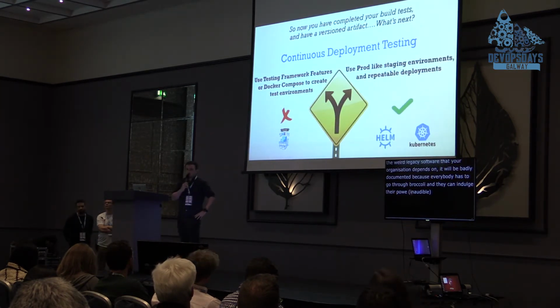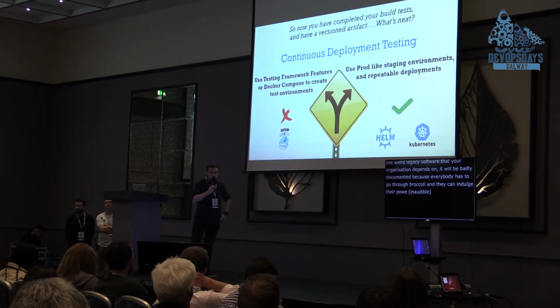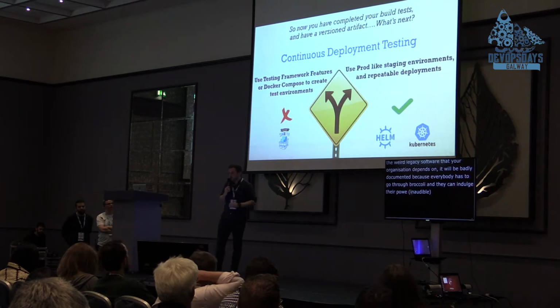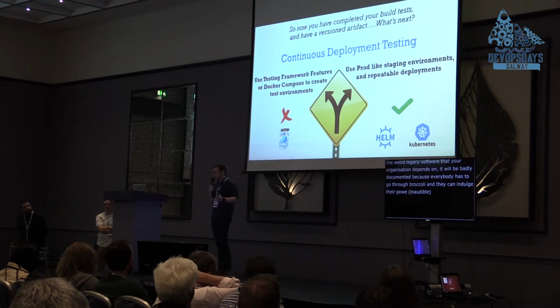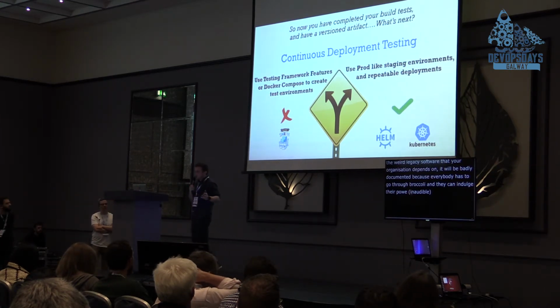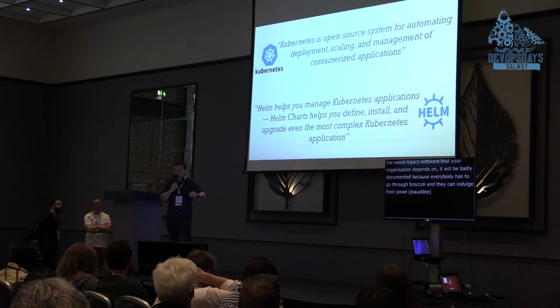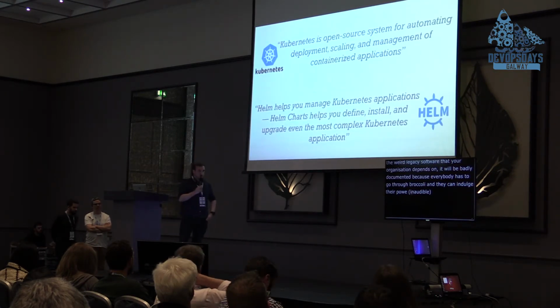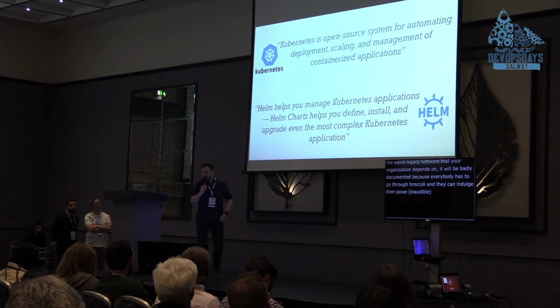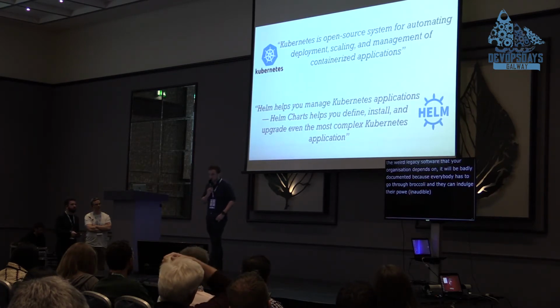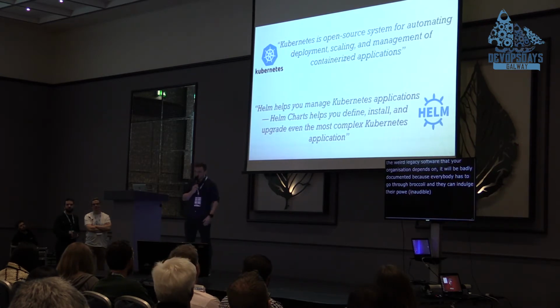So if your end goal is to deploy services on Kubernetes, then really you have to be doing all your deployment testing against Kubernetes itself. And don't try to take any quick shortcuts like using Docker Compose or something like this to start up test environments. So Kubernetes is an open source system for automated deployment and scaling and management of containerized applications. And Helm is a tool that facilitates all of that, essentially.